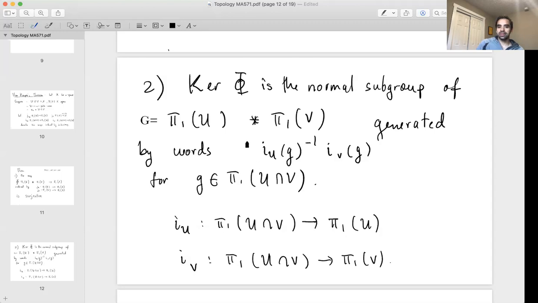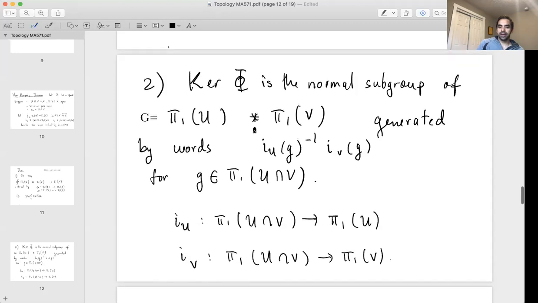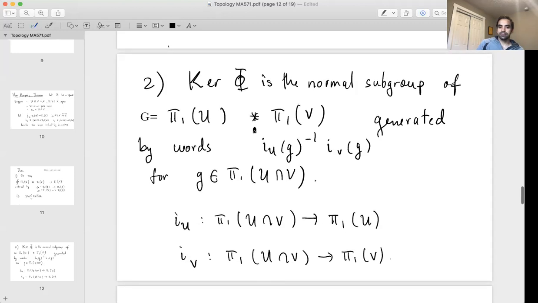So we will not prove this part today. We'll prove the first part. But you should convince yourself that it is easy to see that all elements like this are inside the kernel of phi. Do you see that? What do I get when I apply phi to this?